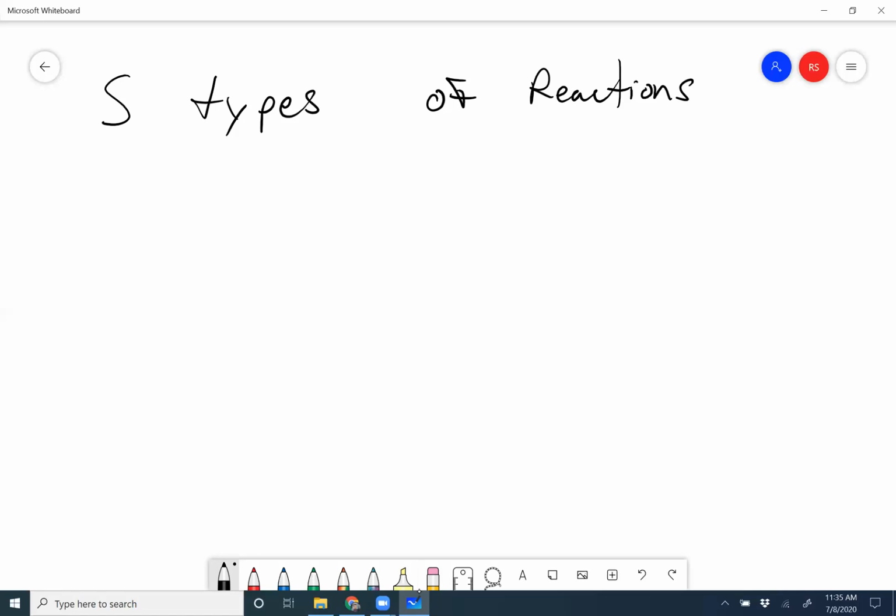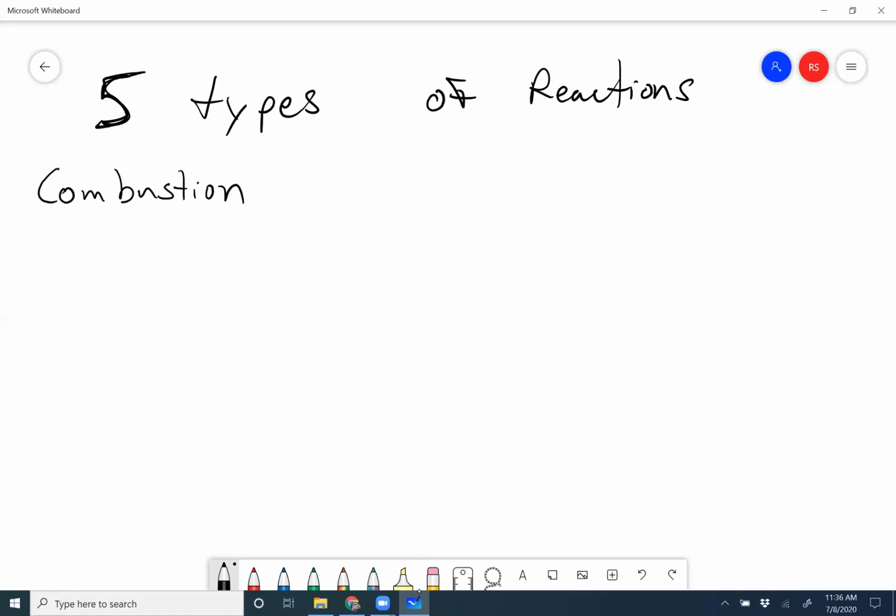So they kind of break down into 3 categories, 2 that are kind of similar to each other, another 2 that are kind of similar to each other, and then 1 that is probably your favorite type of reaction out of all of them. So what are the 5 types? Well, let's just start off with the easiest one, and that's the one that's probably your favorite, combustion.